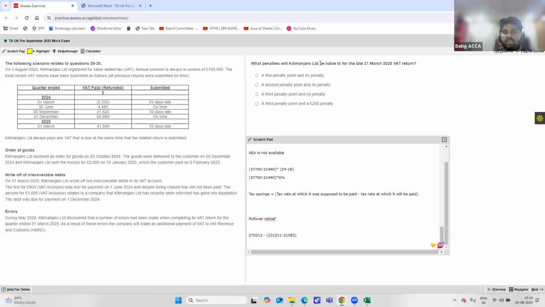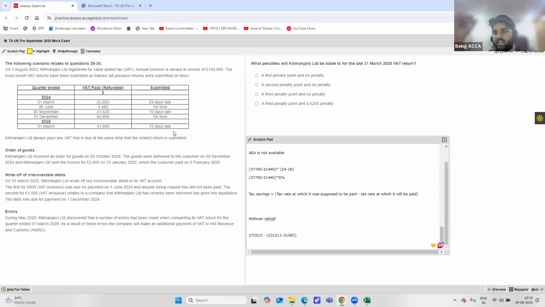What penalties will Kilimanjaro Limited be liable for on the late 31st March 2025 VAT return? So here we're talking about the 31st March 2025 VAT return. Before that, how many times were they late? They were late for 31st March 2024 and again late for 30th September 2024. The third time is happening now. So that means this is the third time that they're filing their returns late.